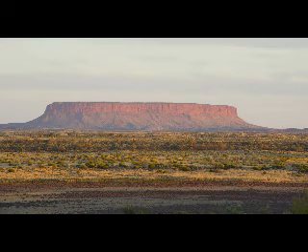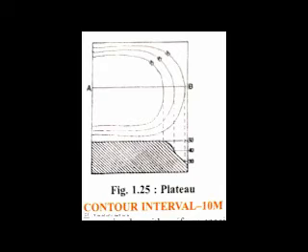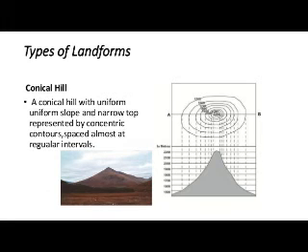Next is a plateau. A broad flat-topped highland rising steeply from the adjoining plain is known as plateau. The contours are closely spaced on margins and they show steep slope. There are no contours in the center. A conical hill rises uniformly from the surrounding land and has uniform slope on all sides. The contours are circular with uniform spacing.